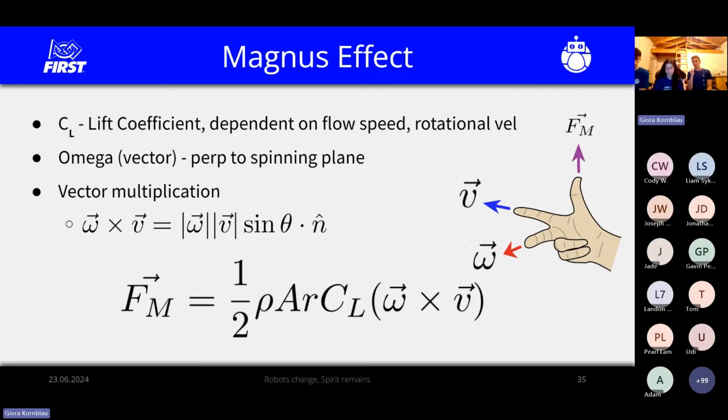One thing I forgot to say is that we don't calculate all these formulas in real time, because air density, the surface area of the ball, and the drag and lift coefficients are constant with regard to the shot we're making, because it's the same ball and the same air. It doesn't really matter.